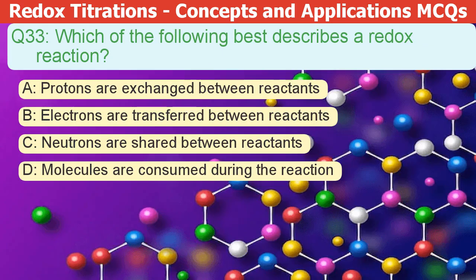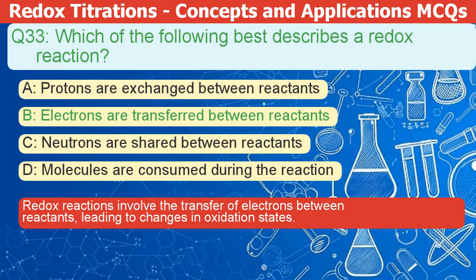Which of the following best describes a redox reaction? A. Protons are exchanged between reactants. B. Electrons are transferred between reactants. C. Neutrons are shared between reactants. D. Molecules are consumed during the reaction. The correct answer is B. Redox reactions involve the transfer of electrons between reactants, leading to changes in oxidation states.